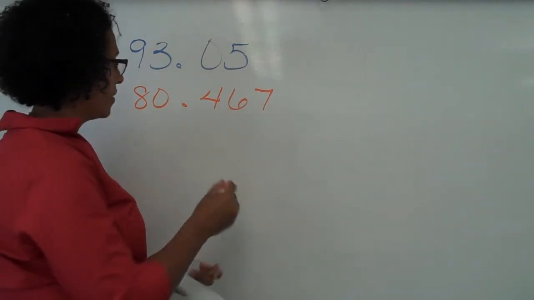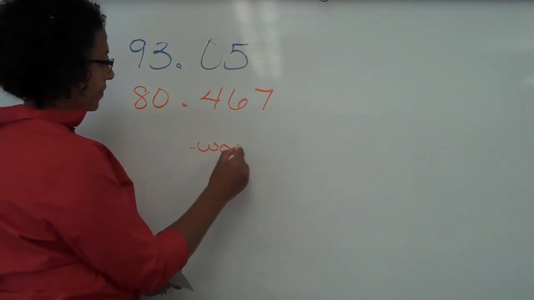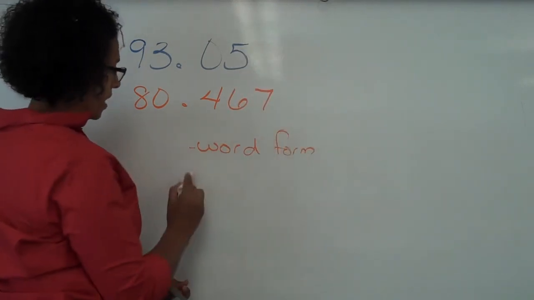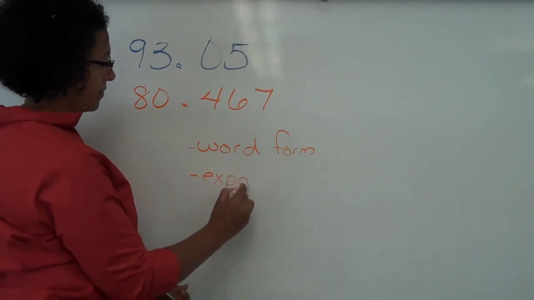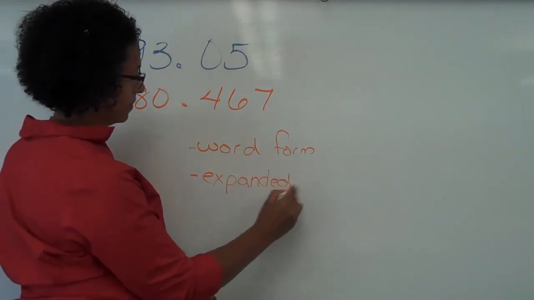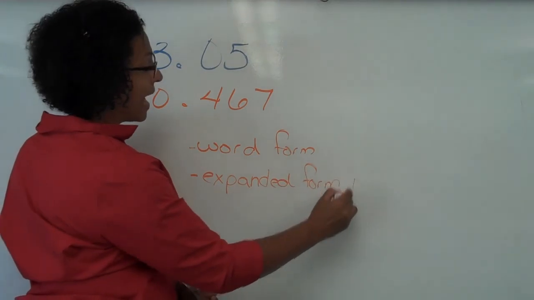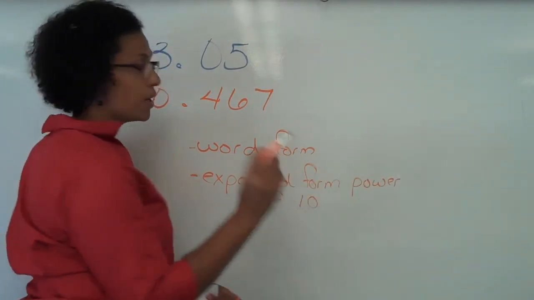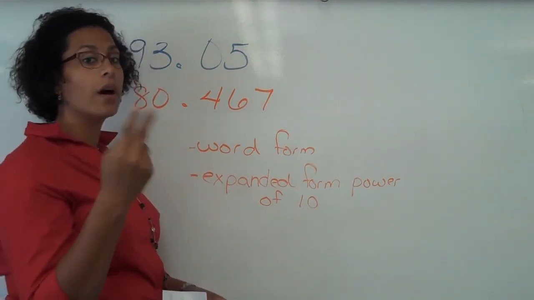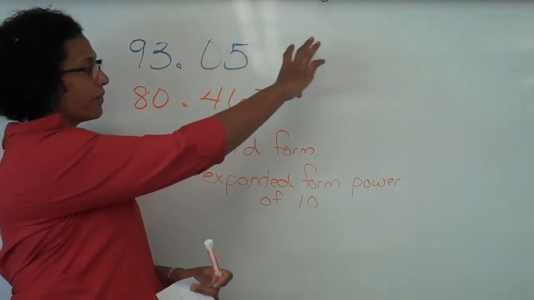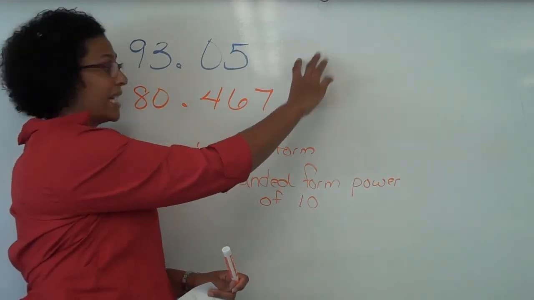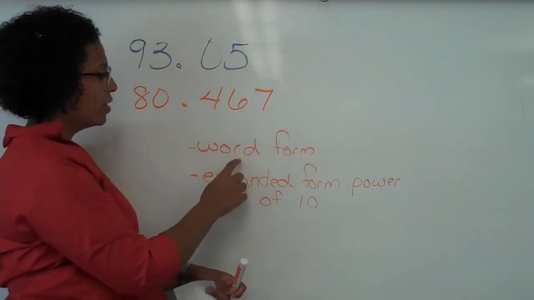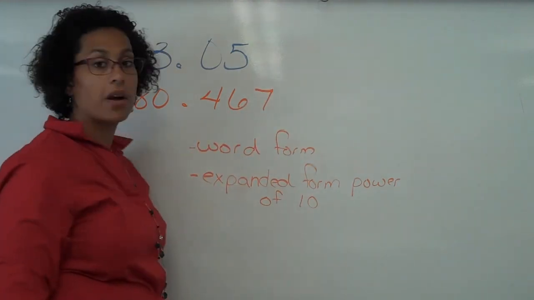So we're going to do, again, word form. This is already standard form. So I want word form, and I want expanded form, power of 10. So you're adding 2 of the 4 forms. So we're doing, your standard form is already here. We're skipping over the regular expanded form. So we have standard, word, expanded form, power of 10.